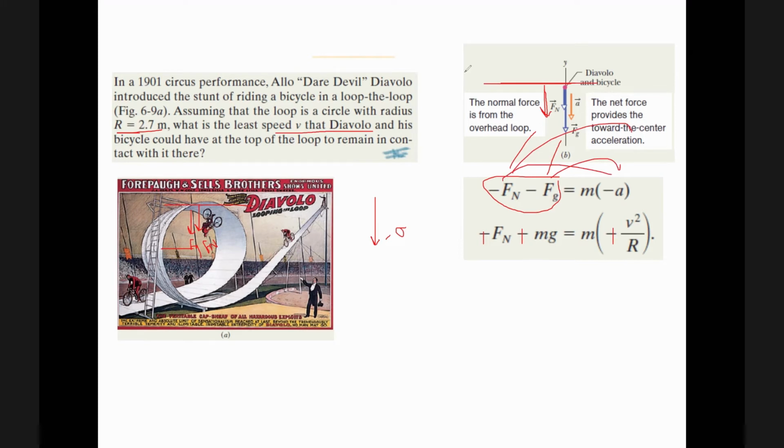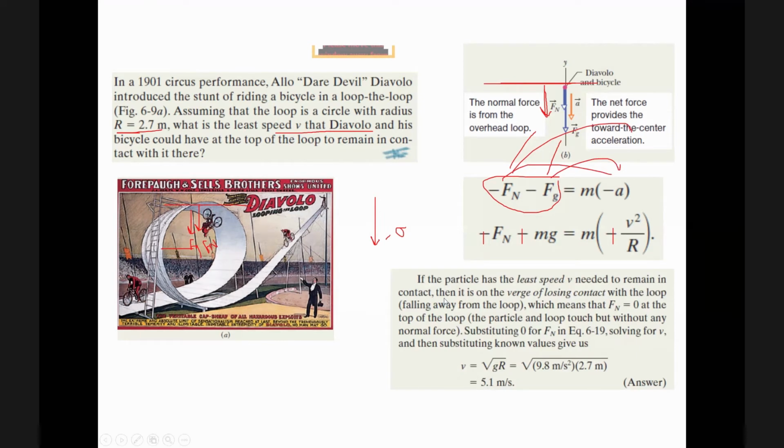After everything is positive, the man will fall when the normal force term is equal to 0. You agree with me? The man will fall. He will lose contact when the normal force is equal to 0. So this is the threshold. So I calculated the velocity of the bicycle and the man at normal force equals 0, and at any velocity less than this, the man will fall.